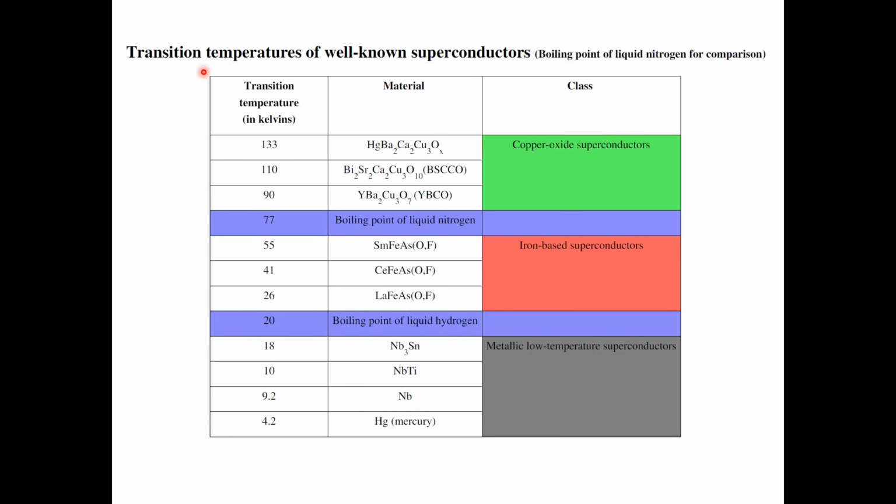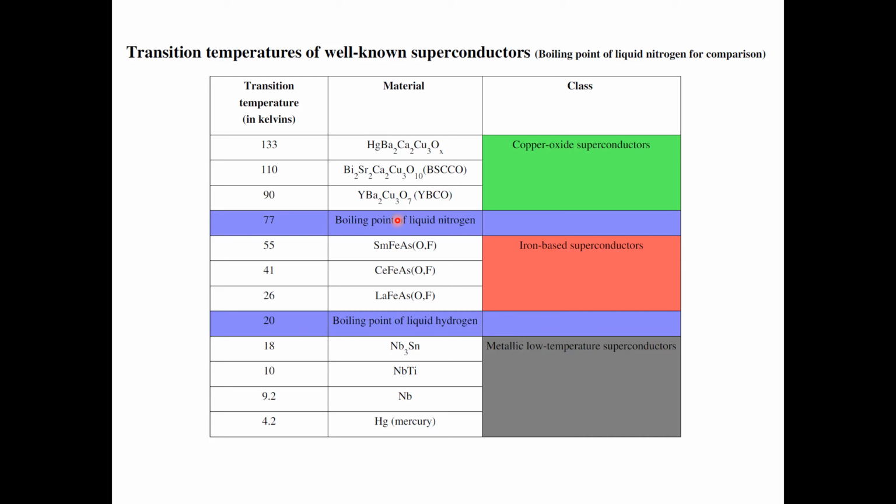Okay, here is a table called transition temperatures of well-known superconductors, including the boiling point of liquid nitrogen, liquid hydrogen, and right here is going to be the boiling point of liquid helium, which doesn't show up right here. This is various types of materials in the form of copper oxide, right? Especially this one, yttrium barium copper oxide is the famous one.